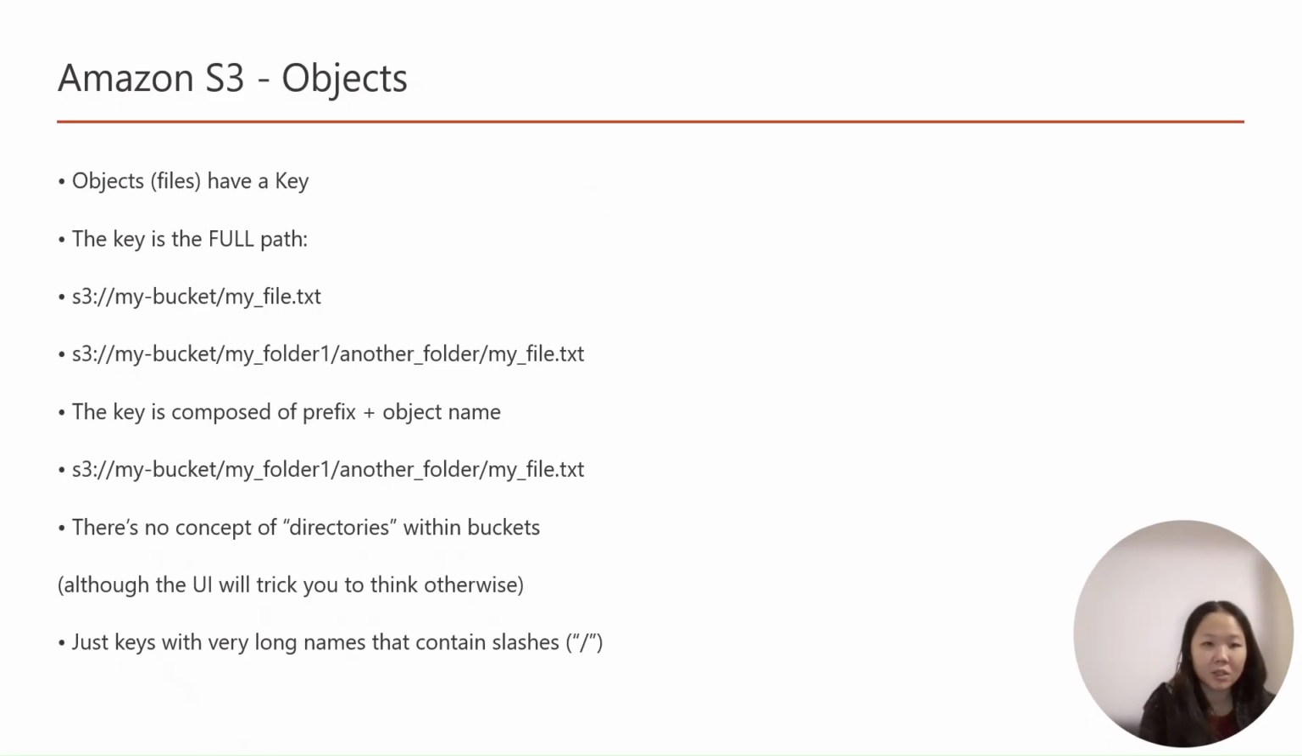Amazon S3 objects. Objects, or files, have a key. The key is the full path, like s3://my-bucket/my_file.txt or s3://my-bucket/my_folder1/another_folder/my_file.txt. The key is composed of a prefix and an object name, such as s3://my-bucket/my_folder1/another_folder/ as the prefix and my_file.txt as the object name. There is no concept of directories within buckets, just keys with very long names that contain slashes.